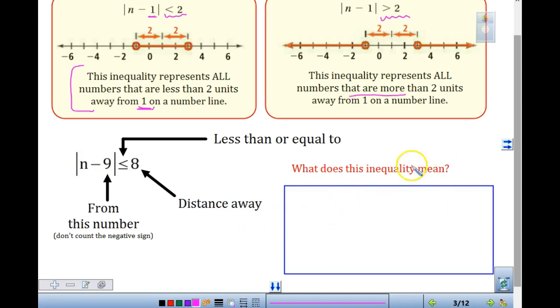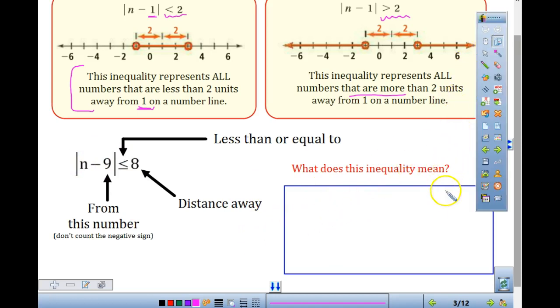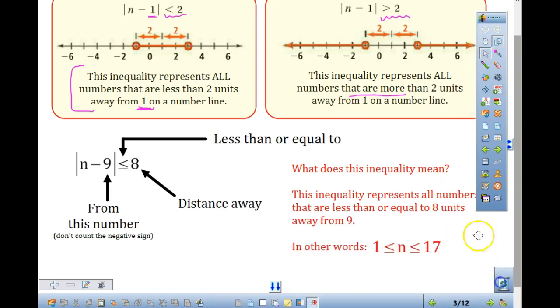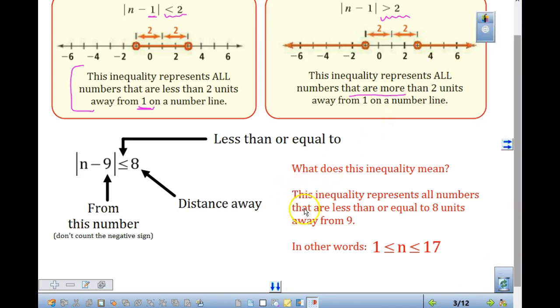So what does this mean if we are looking at this phrase? We want to say, the inequality represents all numbers that are less than or equal to 8, that was this part, the distance away, from 9. Some of you are going, whoa, how did they come up with the 1 and 17? They did that by solving this, doing our 2 ways.